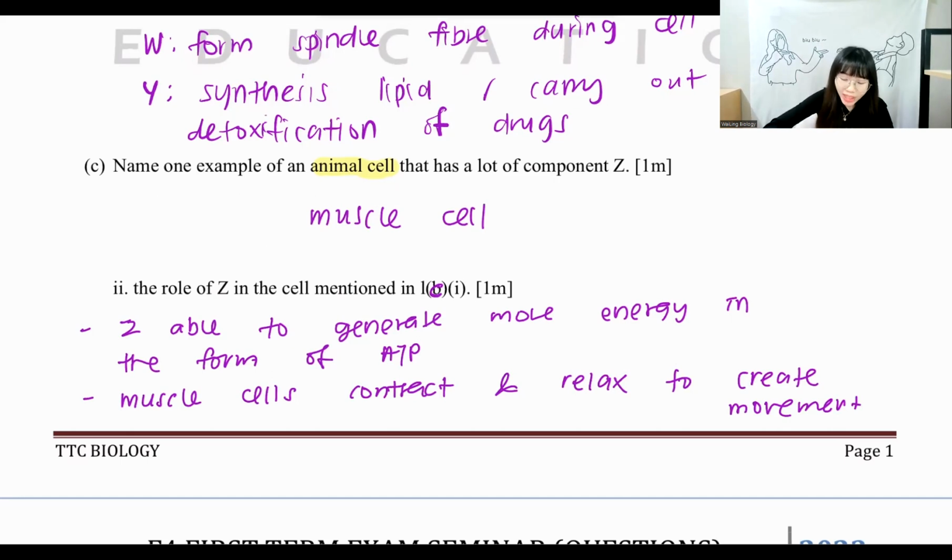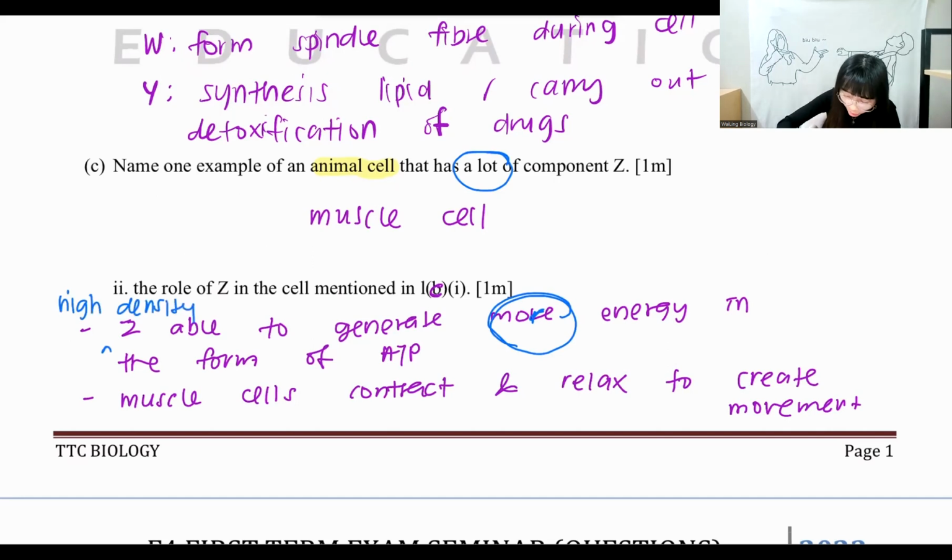Usually when the question has the words a lot of, your answer needs to have more, or increases, or even higher. You have to make sure you have a word that relates back to your question. Or you can say high density of Z. So high density is also referring back to a lot of. You have to make sure they have a relationship over here when you explain your answer.